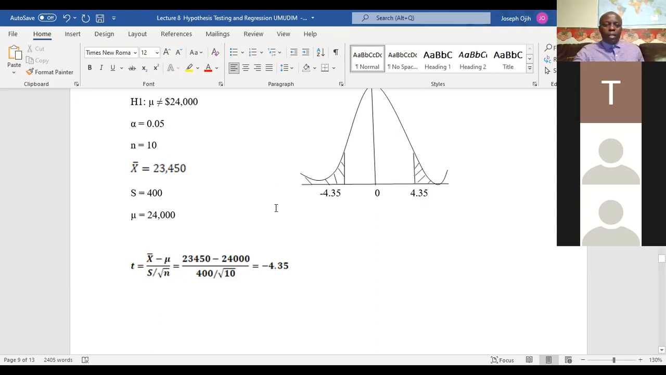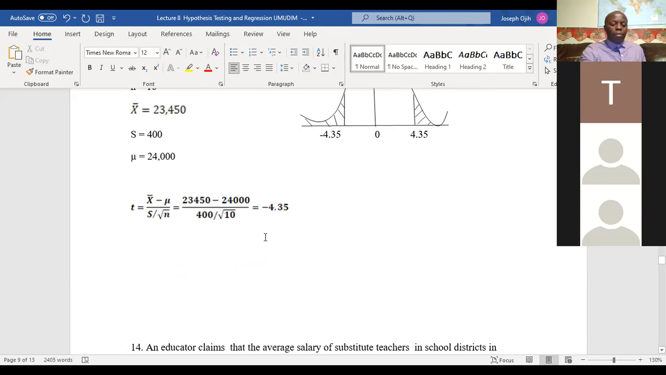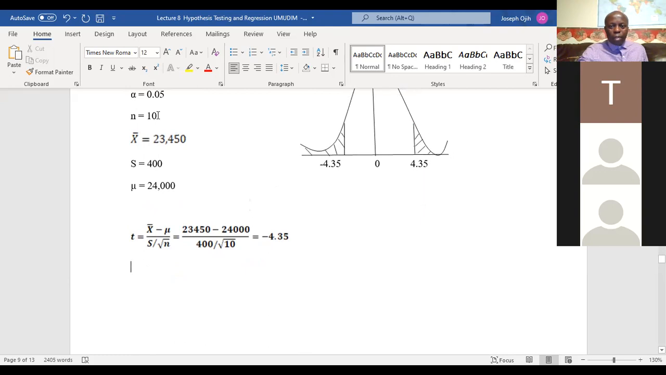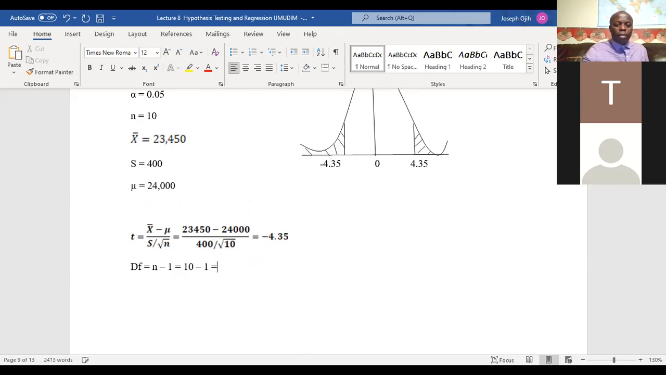Now, see? So our critical value now becomes critical value. Our n is 10. So the degree of freedom will be n minus 1, which is 10 minus 1, which is 9. So the critical value, which is t critical, will be, I'm going to correct t, it always does that, t critical, okay?